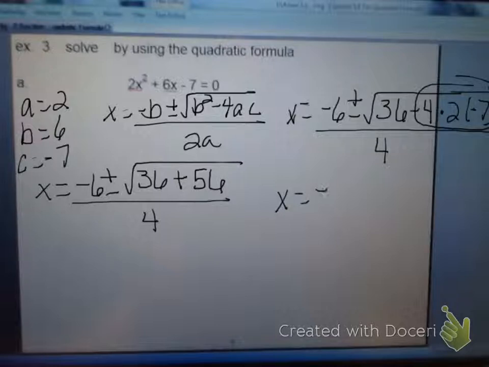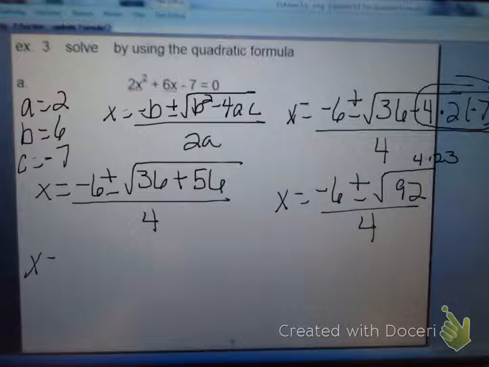So that's x is equal to negative 6 plus or minus 36 plus 56 is 92 over 4. Okay, now I can't take the square root of 92, so what I need to do is try to see if I can break that down. 92 is 4 times 23. So that's x is equal to negative 6 plus or minus the square root of 4 is 2. Cannot take the square root of 23, so it stays inside the radical, over 4.